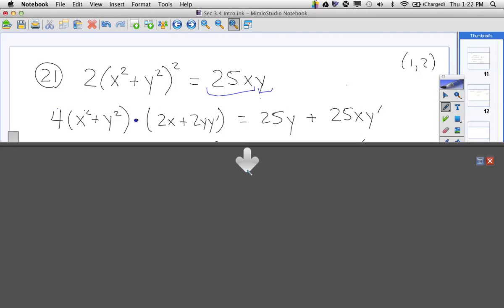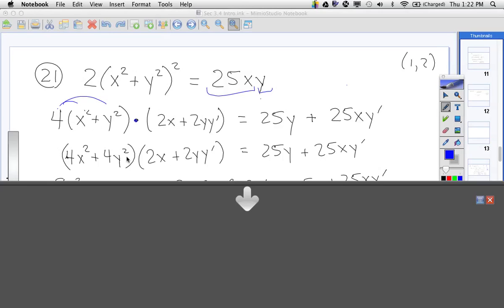Now, where you go from here is interesting. What I was going to suggest and what I worked out here is I multiplied the 4 through there, okay, and made that 4x squared and 4y squared like that, okay? Now, my plan at this point was to FOIL this out. That's what I did here. Because you've got to get the y primes together, and there's no way to extract this y prime from inside these parentheses without foiling it out and getting a bunch of terms there.